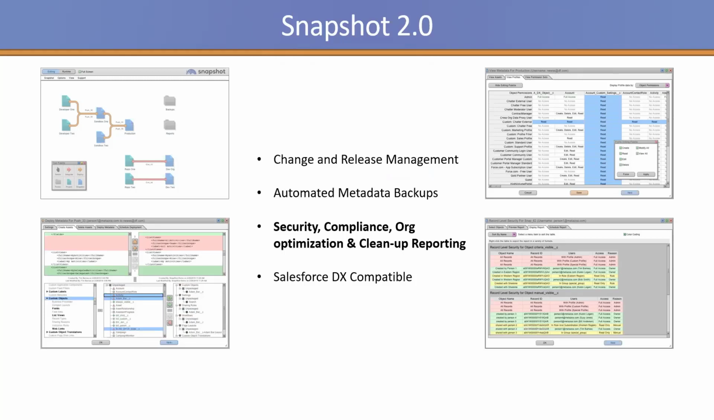And then you can deploy metadata changes between orgs with Snapshot. A lot of release tools have this capability, but Snapshot really takes it a whole lot further, doing comparisons, doing lots of different things that really make it a powerful and fully featured tool. And one of those things is that we have over 24 reports that give you a whole comprehensive set of information on your org. And that's what we're really focusing on today.